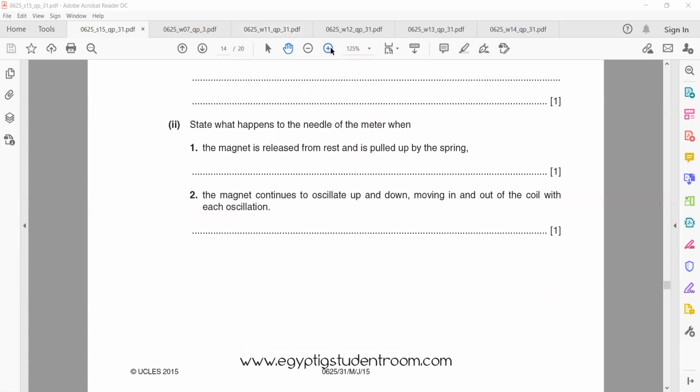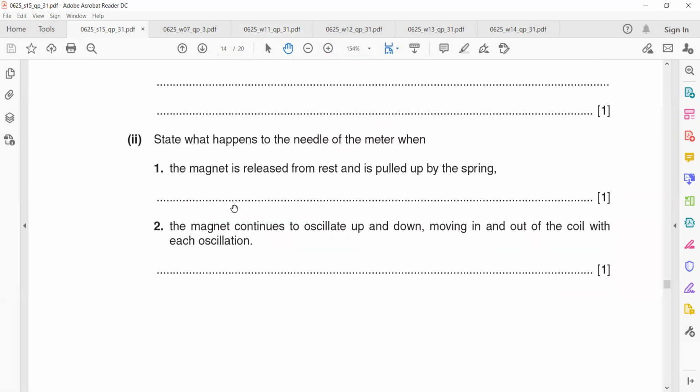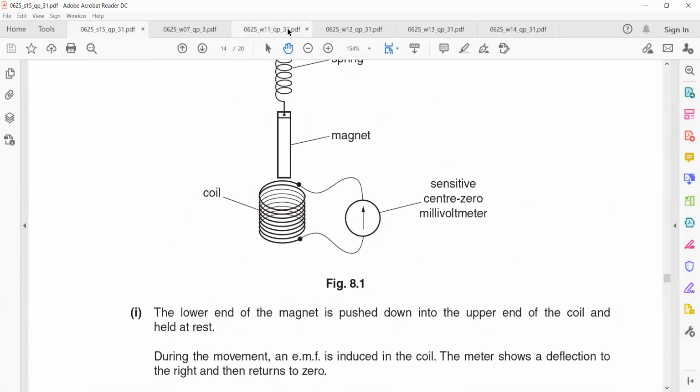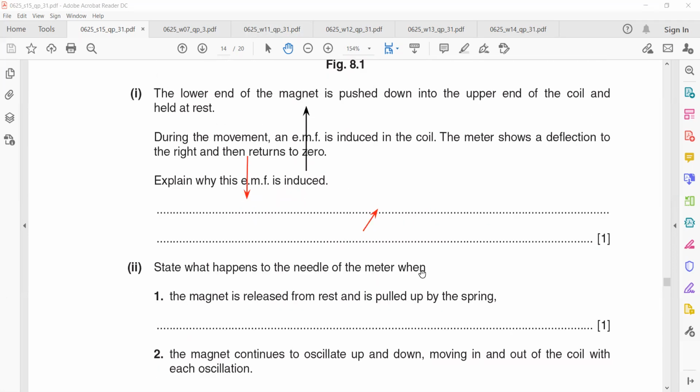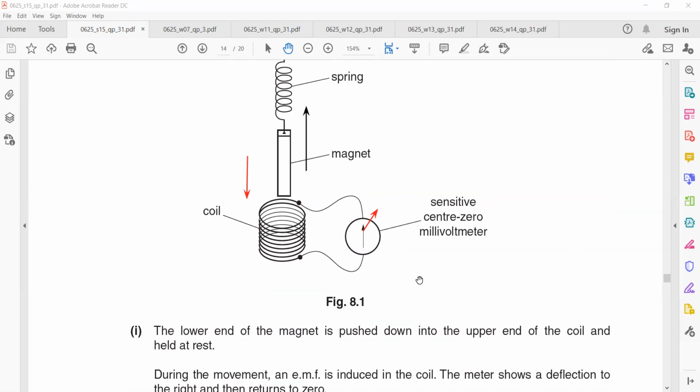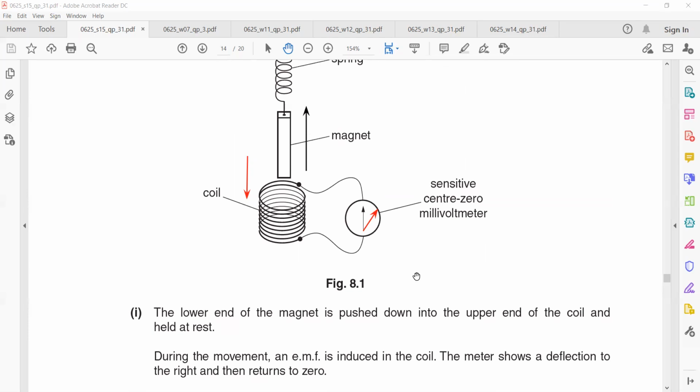The next part: state what happens to the needle of the meter when the magnet is released from rest and pulled up by the spring. Initially we moved the magnet downward and then held it stationary, so the needle is deflected towards the right hand side. But what happens when we release this magnet? It was held stationary. When we release it, it will go up. What will we observe? If moving it downward, the needle deflected towards the right. So the needle will deflect to the left.